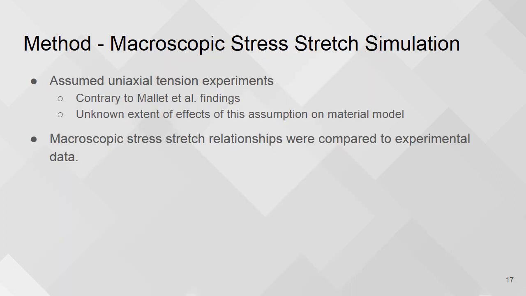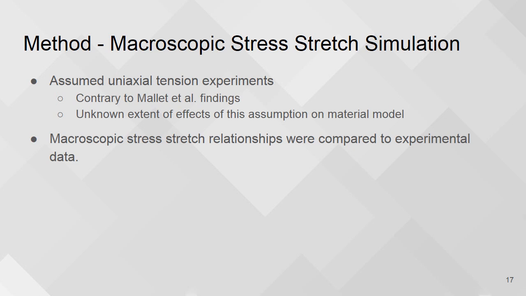The last method discussed was the macroscopic stress-stretch simulation. This simulation assumed uniaxial tension. Note that this assumption is contrary to the findings in the mallet paper, where they said that the homogeneous uniaxial tension is not achieved when shear and transverse strains are large. However, this paper indicates that there is an unknown extent to which the results are affected by this assumption.